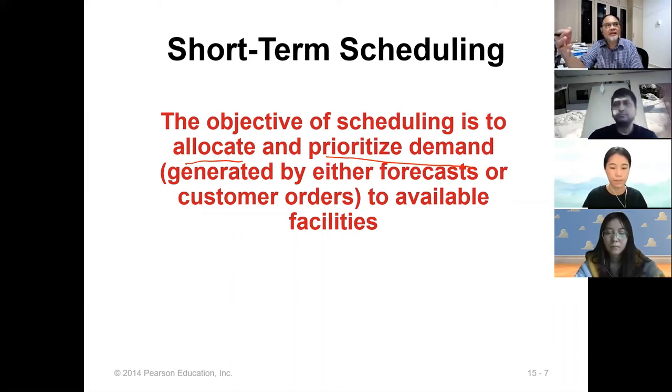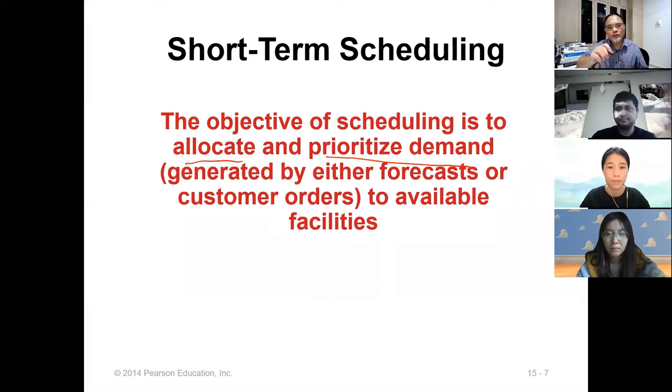Think of process-based facilities. When you go to get custom-made suits and customized shirts, they have very few machines. It's based on orders, and that's why they say, okay, the promised date is, I can be ready by this date. These dates are based on when they can allocate their machines to the job that comes in.